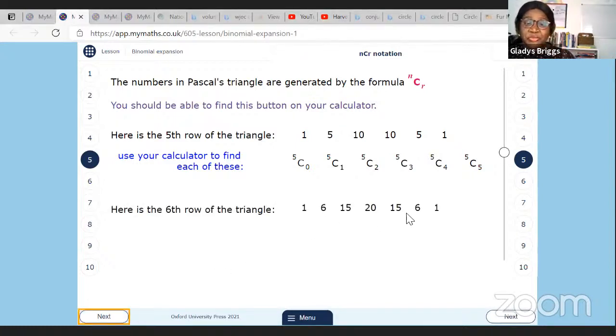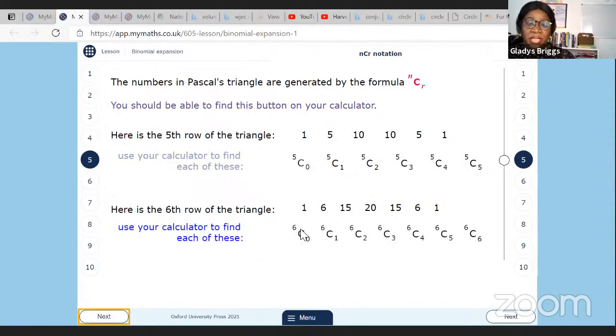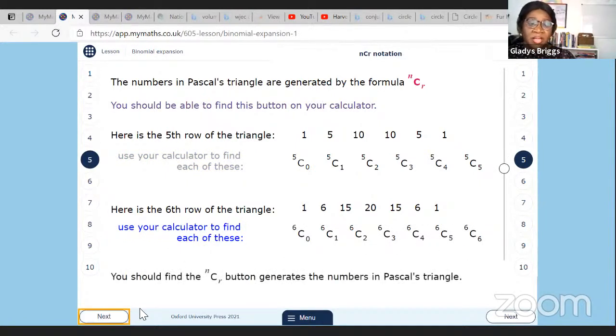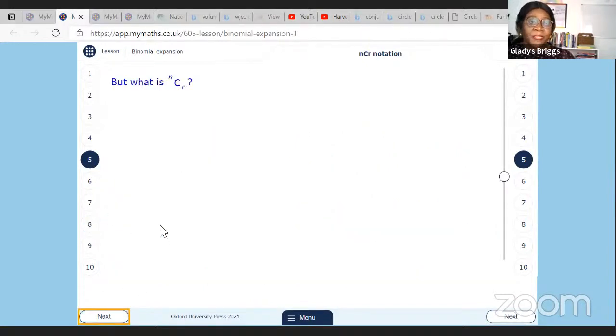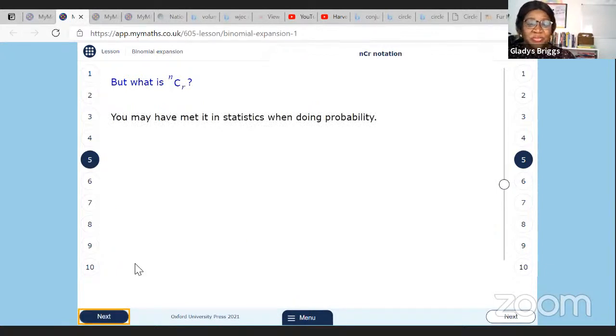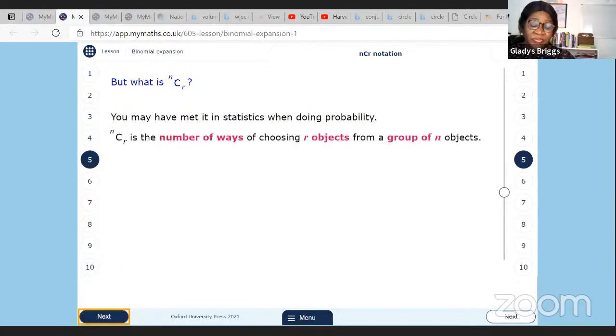Here is the 6th row, yeah? And you can do 6 choose 0, 6 choose 1, 6 choose 2, and so on. So you should be able to use the nCr button to generate Pascal's triangle. But what is nCr? You met this when we were doing statistics and probability last in foundation maths.